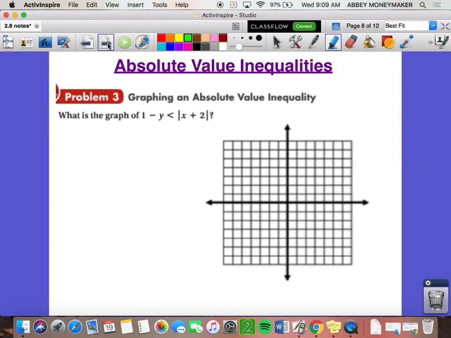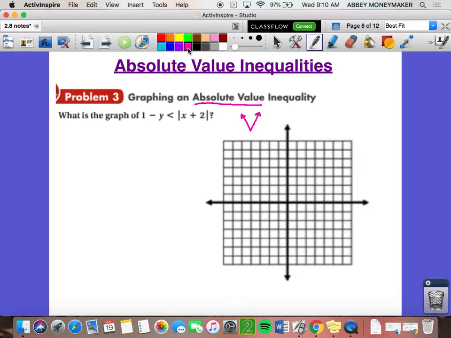Perfect. All right, let's finish this up talking about absolute value inequalities. And we're going to graph these just like we did the linear equations. However, key word here, absolute value inequality. So in your mind, you know that is a V-shaped function. That is not a linear equation.